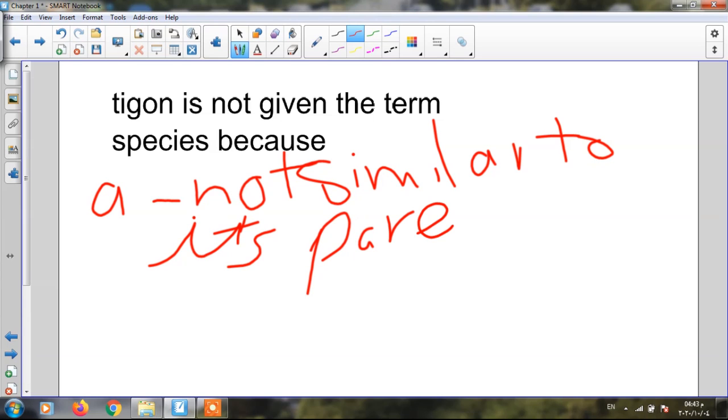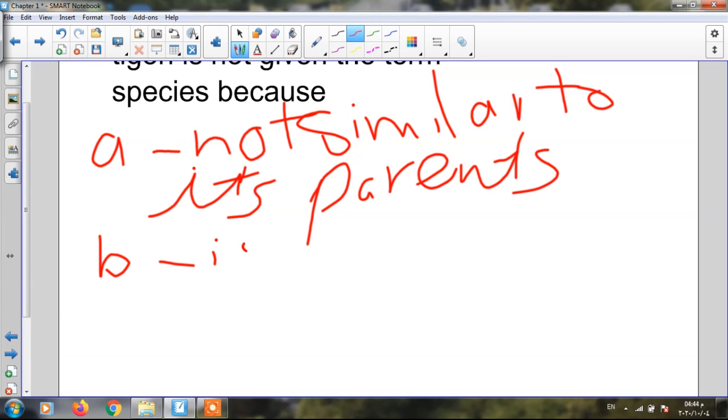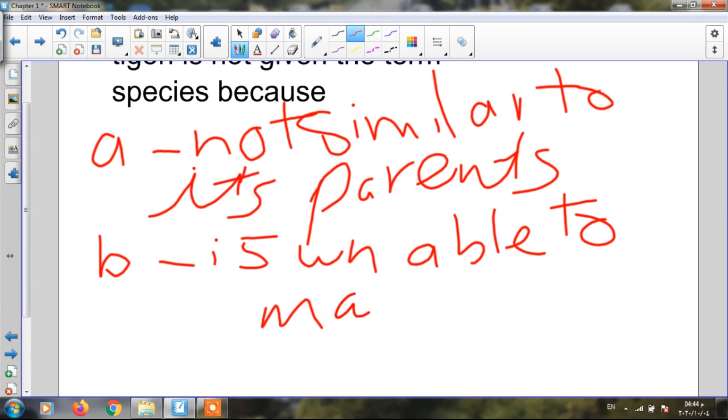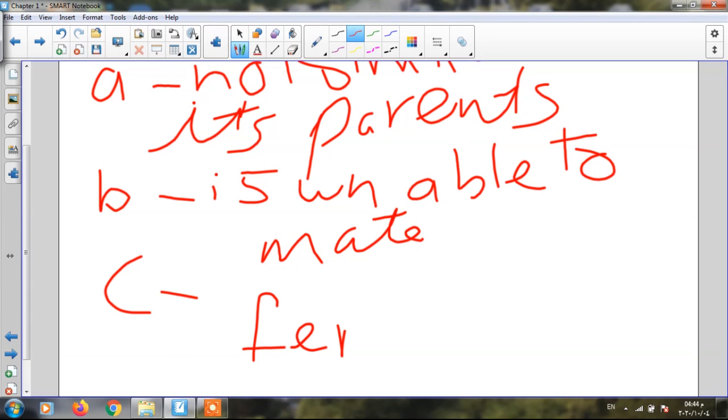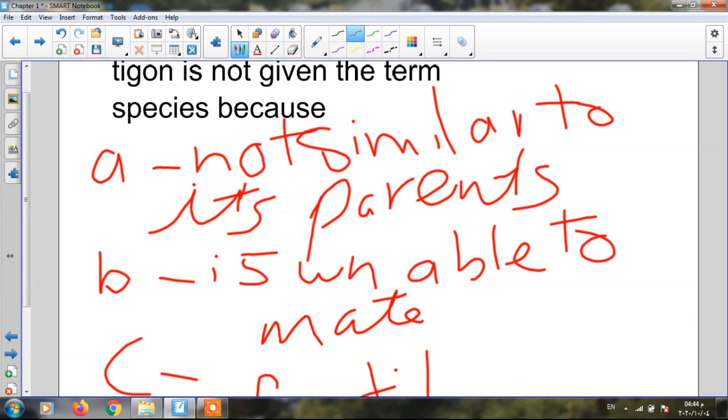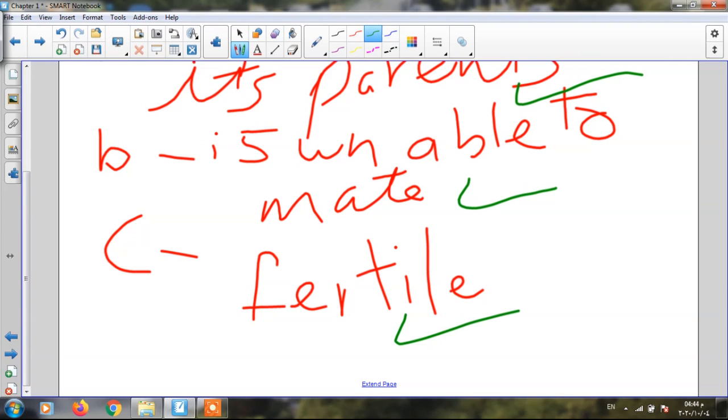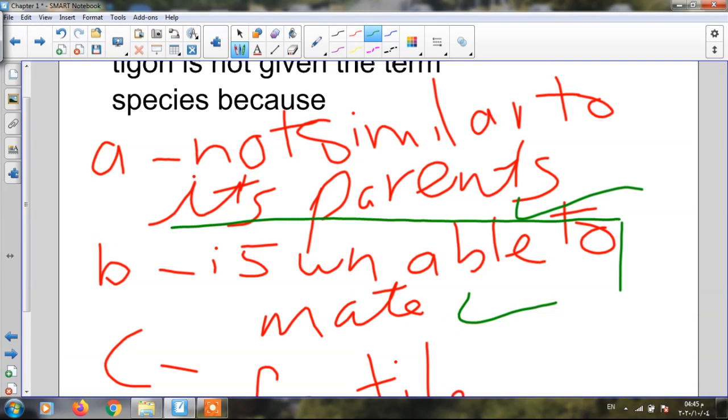Number B, it is unable to mate. Number C, it is fertile. Again, give the reason. Tiger is not given the term species. Why? We have 3 choices. Number 1, not similar to its parents. Number 2, it is unable to mate. Number 3, it is fertile. Which one is right? The answer will be because it is unable to mate. I mean sterile.